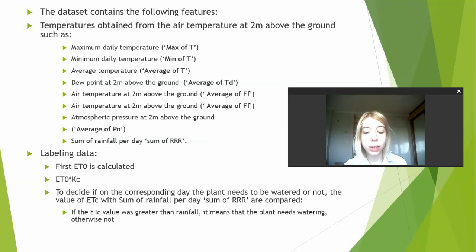So when we label data, we first calculated evapotranspiration, then we multiplied evapotranspiration with the coefficient of the culture that we want to cultivate, and then to decide if on the corresponding day the plant needs to be watered or not, the value of evapotranspiration of the culture that we want to cultivate and the sum of rainfall per day are compared, and then we see if the plant should be watered or not.